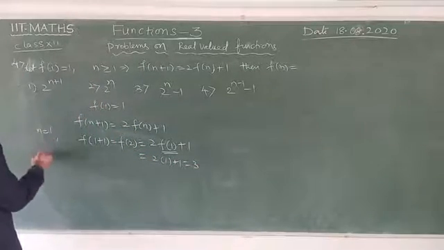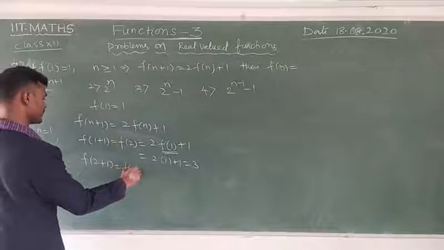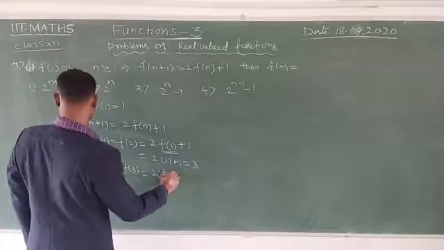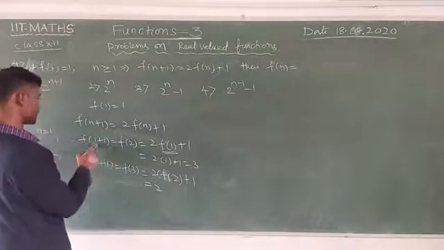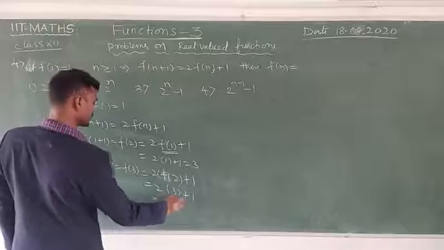Okay, now n is equal to 2 you can take here. f of 2 plus 1 is equal to f of 3 is equal to 2 into f of 2 plus 1. Here 2 times f of 2, we know that f of 2 value is 3, plus 1. Here 2 into 3 is 6, plus 1 is 7.